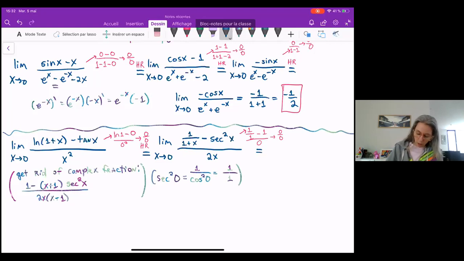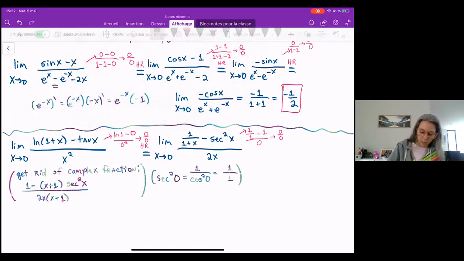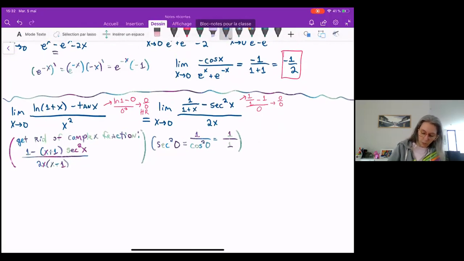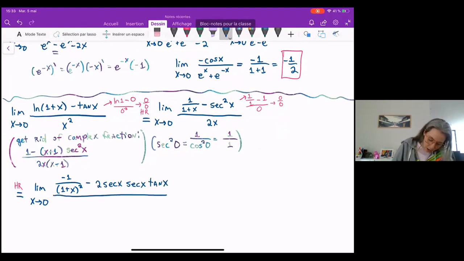We want to apply L'Hopital's rule again. Actually, I'm going to go down to the bottom to do that to make sure that I have space. So this is equal to HR on top, the limit as x approaches 0 of negative 1 over 1 plus x squared minus 2 secant x tangent x, all divided by 2.